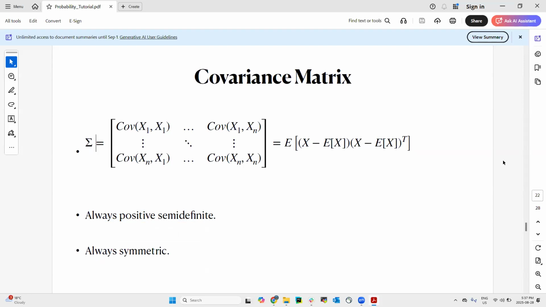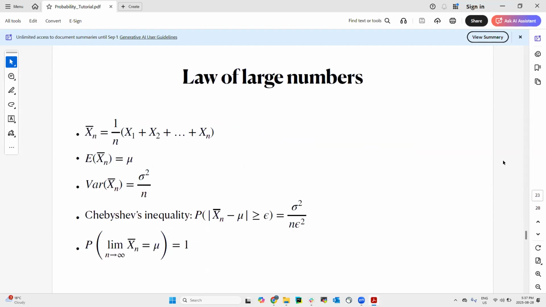Okay, and let's go to the law of large numbers. So before that, I'm just going to quickly plug in my charger because I'm low on battery. Good. Okay, so do you go? Okay, perfect. Sorry for that.